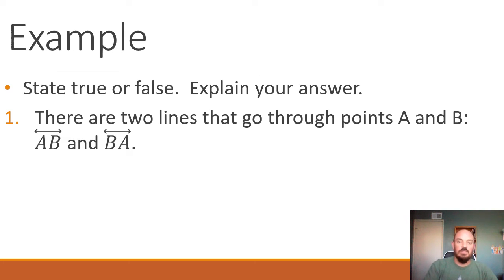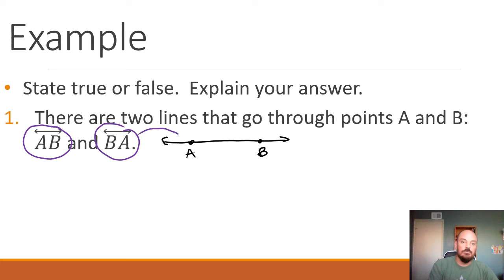So I'll draw a picture to go with this. Here's point A and here's point B. And here is the line that goes through them. Now, a couple modules ago when we first started talking about this stuff, I said these are both good names for this line. I said you can call this line line AB or line BA, that's fine. But it doesn't mean it's 2 different lines. It means it's 2 different names for the same line. So this one's false.